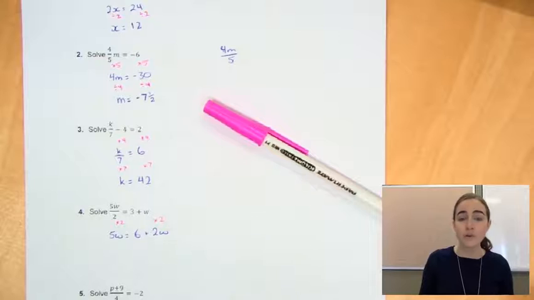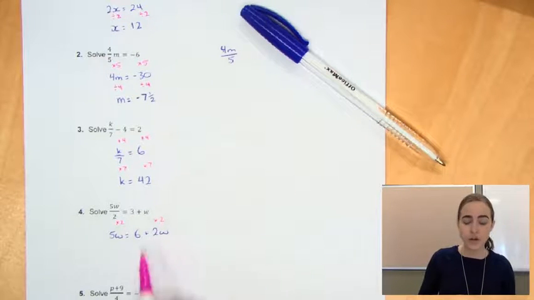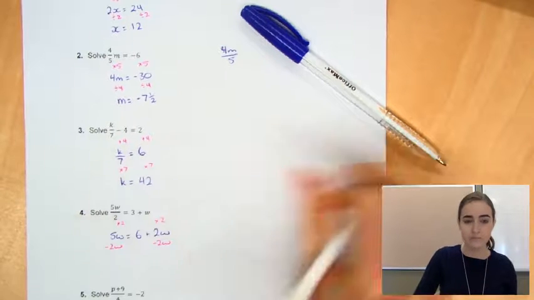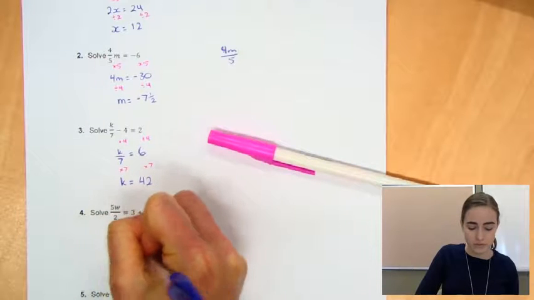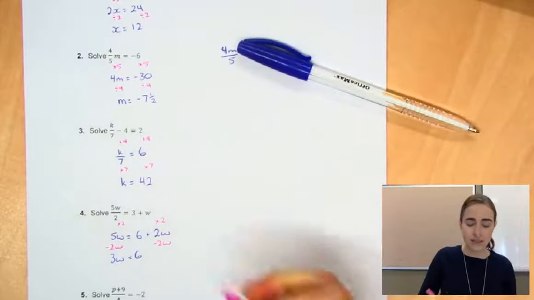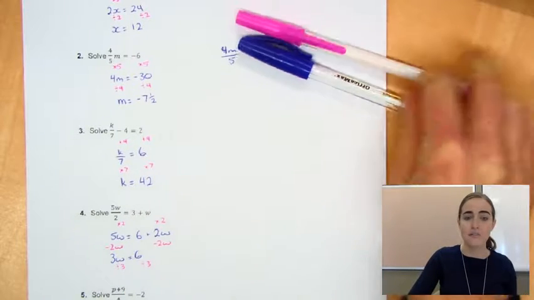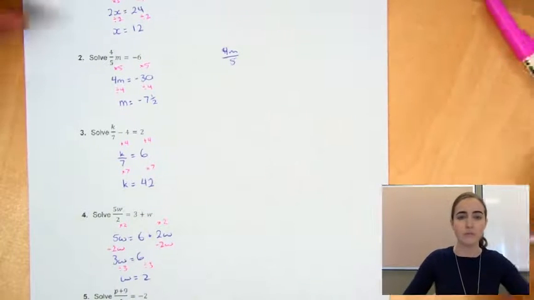So now we have pronumerals on both sides. So we're going to get rid of the smaller one. So we'll subtract 2w from both sides of that equation. So that then will give us 3w equals 6. And our last step to get that w on its own is just to divide both sides of the equation by 3. And we'll end up with w equals 2.